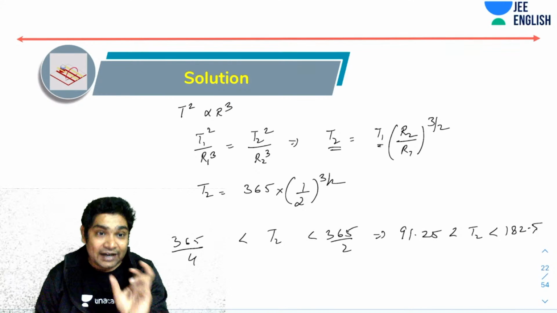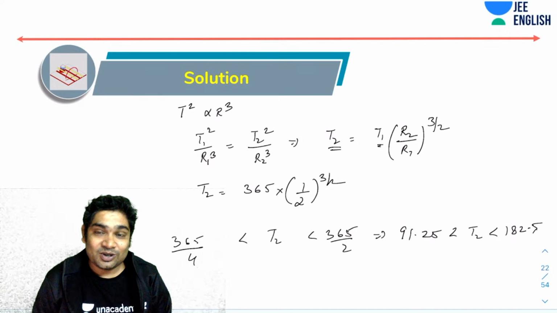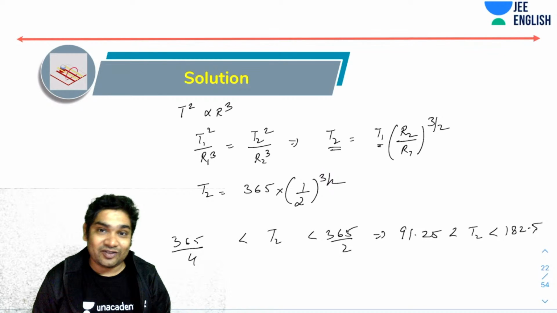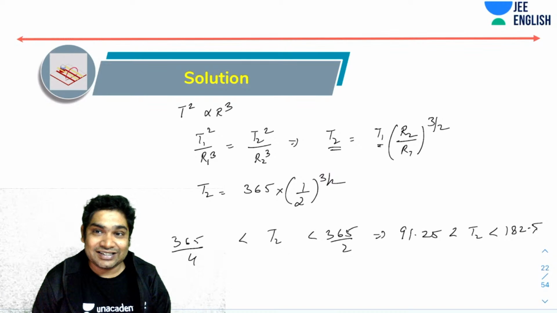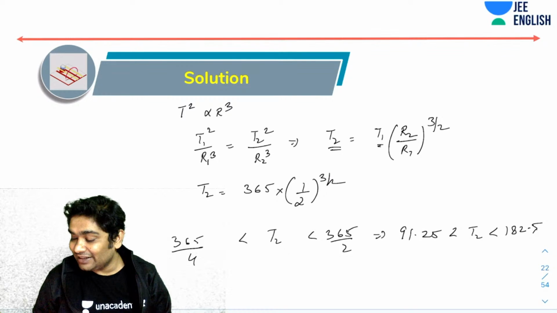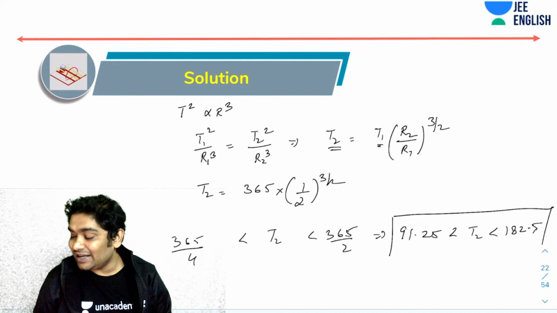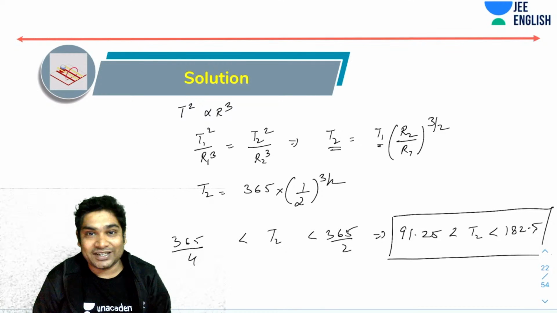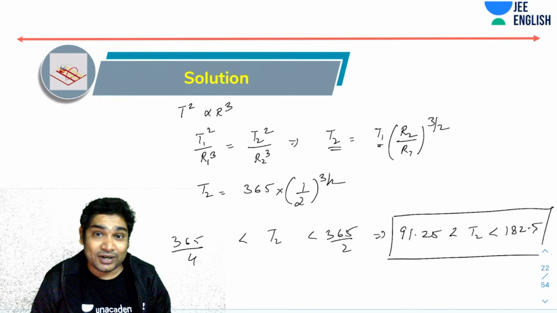So these kind of things you can use to avoid wasting a lot of time finding the exact answer. Okay, since I'm getting this, only one option lies in this range, and this calculation is super easy. 365 by 4 is super easy to calculate. 365 by 2 is super easy to calculate.